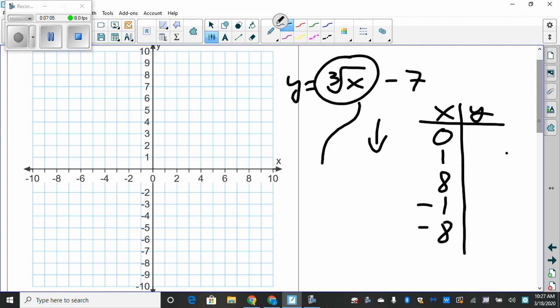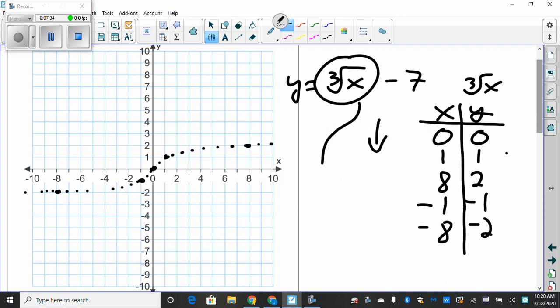So if I put 0 in there, I get 0. If I put 1, I get 1. Remember, this is just doing the cube root of x. I'll do the 7 afterwards. 8, I'll get 2. Negative 1, I'll get negative 1. Negative 8, I'll get negative 2. So if I was to graph this, I've got 0, 0, 1, 1, 8, 2, and negative 1, negative 1. This should not be a surprise to anyone. If that 7 wasn't there, I'd be done right here. And of course, the domain is all real numbers here, and the range would also be all real numbers.